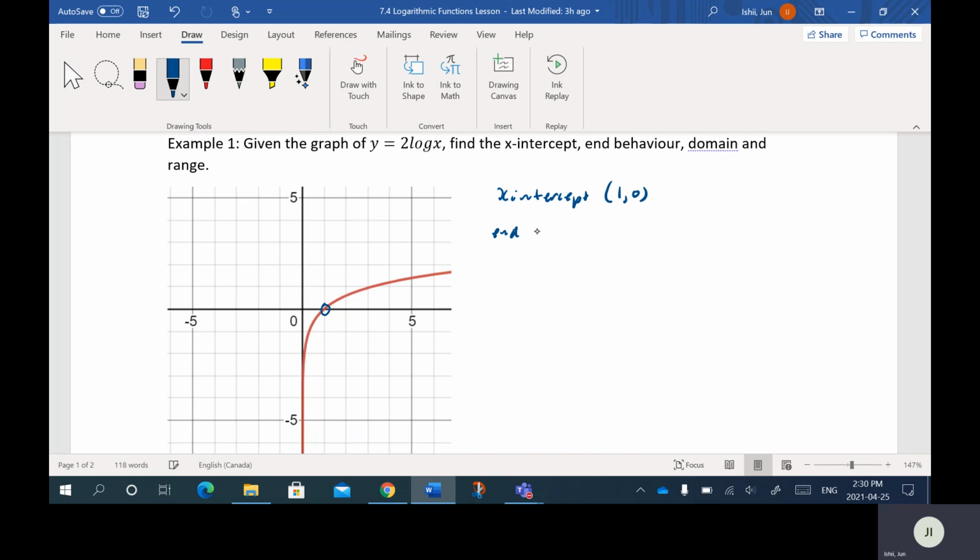And end behavior. This is similar to what we were looking at in the previous lesson. You can see here that as x goes to the right, this is actually increasing. So we can say that the end behavior is increasing.